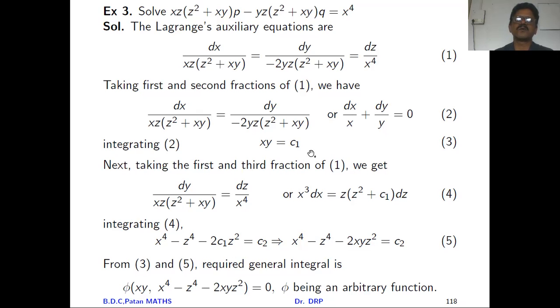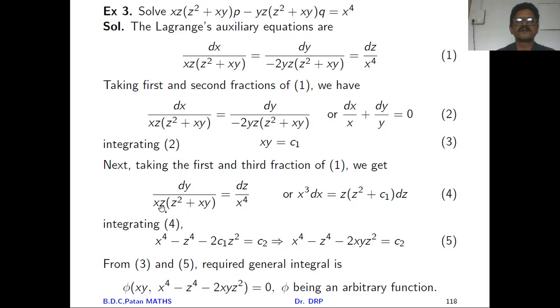So it gives xy equal to c1, means u equal to c1 as one solution. Now taking first and third fraction. Actually here I have wrongly written dy, but you remember, taking first and third fraction, you will get dx upon xz into z square plus xy is equal to dz upon x raised to 4.